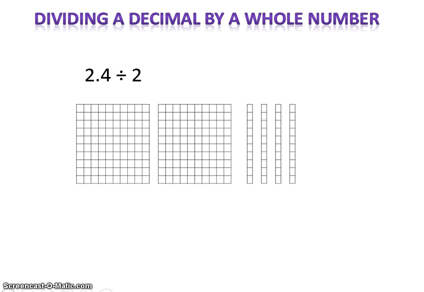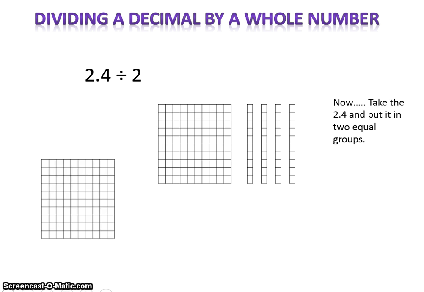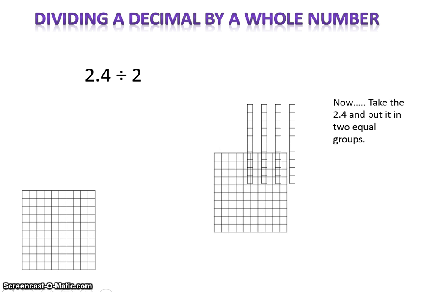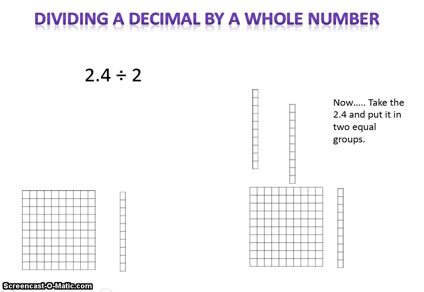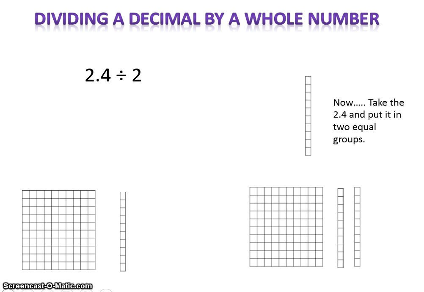Since we are dividing by 2, we are going to put these into equal groups. And after we put them into equal groups, we see that each group has 1 and 2/10 in it. So 2 and 4/10 divided by 2 is 1 and 2/10. So that's a picture of what dividing is. Now I'm going to talk to you about how you can do that without drawing a picture.